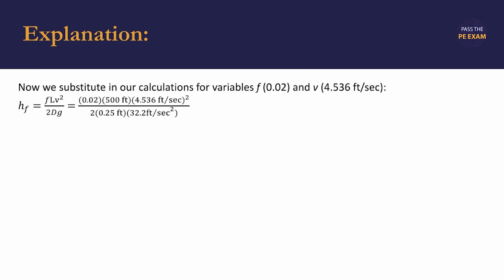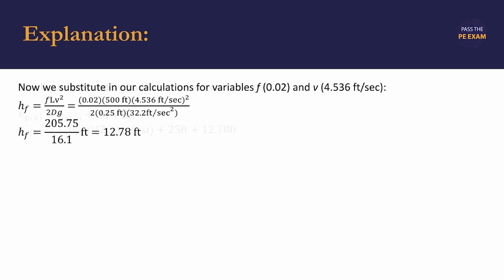We now have everything we need to solve for the friction head loss with the Darcy-Weisbach equation. For the friction factor F, we substitute in 0.02, and we substitute in 4.536 feet per second for the velocity. Note that when we use the gravitational constant of 32 feet per second squared, we make sure to use the appropriate gravitational constant. Make sure that you don't absent-mindedly use the constant for metric units. Simplifying the equation, we find that the friction head loss is 12.78 feet.